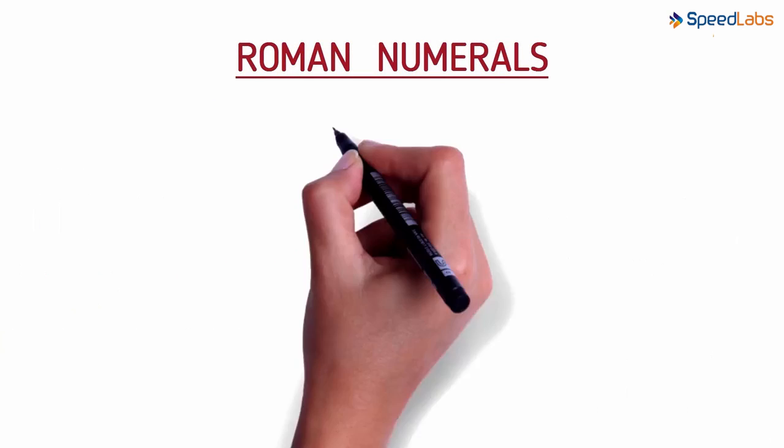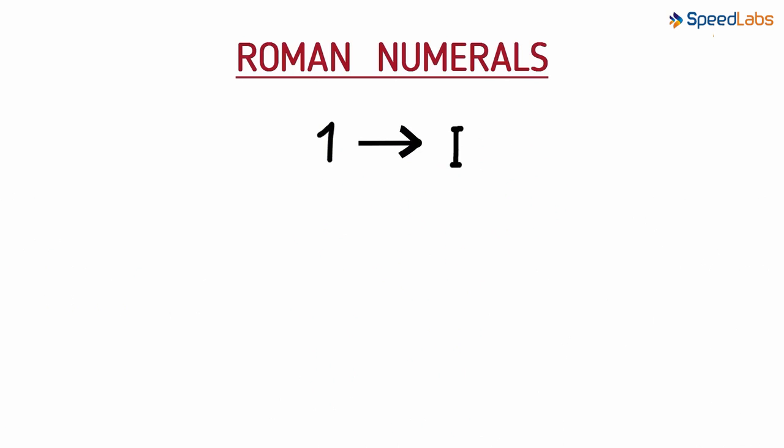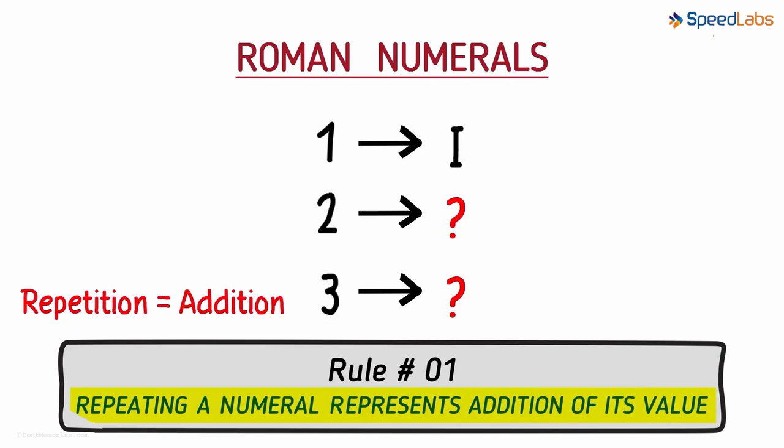Let's begin with numeral 1. It's denoted by this symbol, like the letter I. What about the next few numbers? For that, we will note the first rule, which explains that repeating a numeral represents addition of its value. It means we will add the number as many times as it appears.